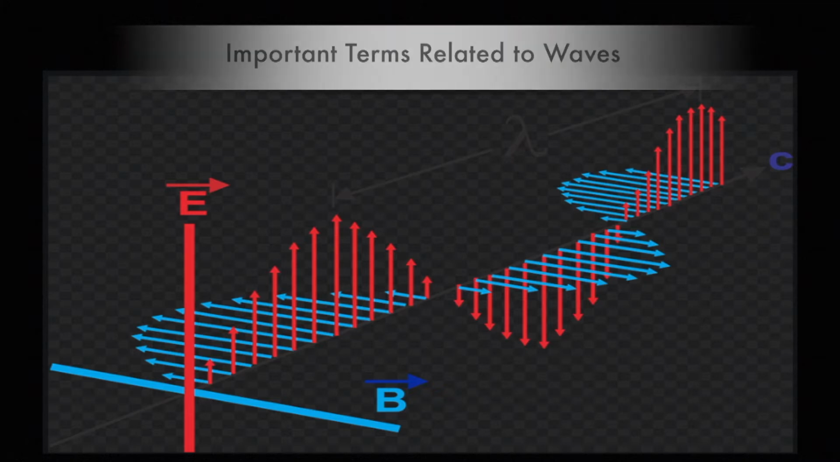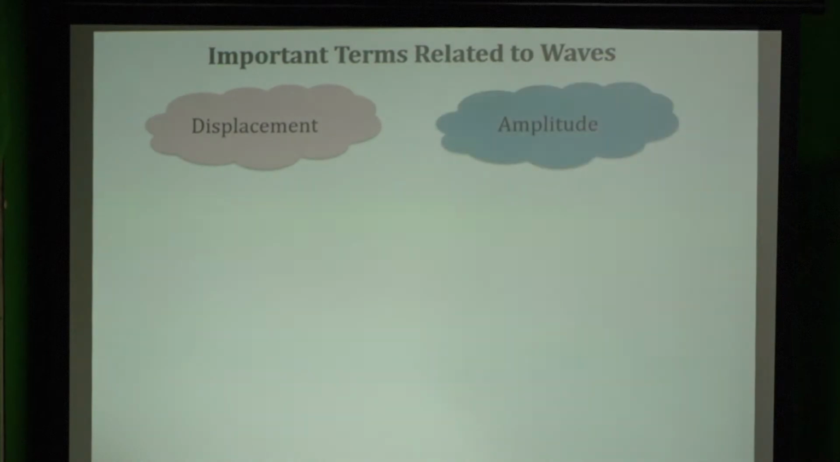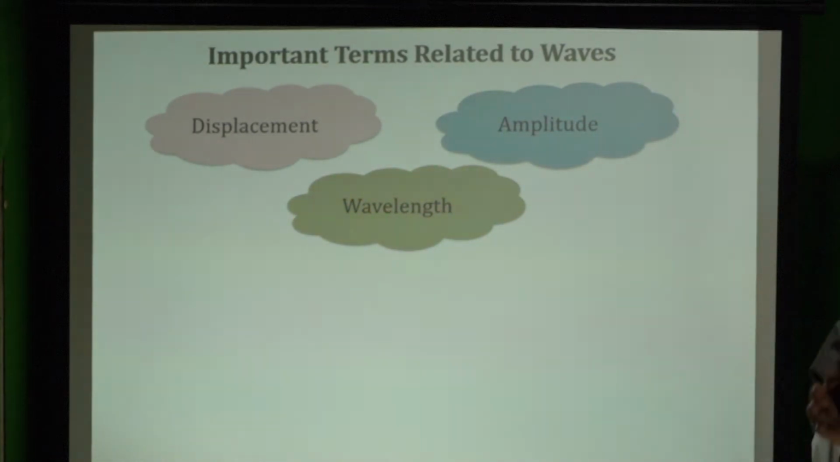First one is displacement. So displacement here indicates the distance traveled by the particles in a wave. And amplitude is the maximum displacement covered by the particle. Wavelength is the distance between two consecutive crests or troughs in case of transverse wave, and if it is longitudinal wave, then the distance between the consecutive compressions or rarefactions is called wavelength.